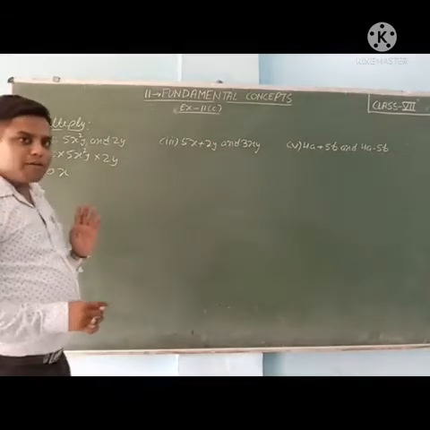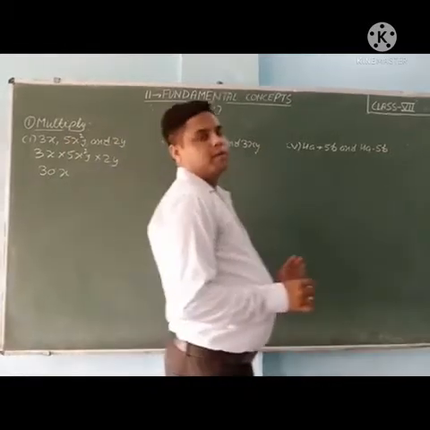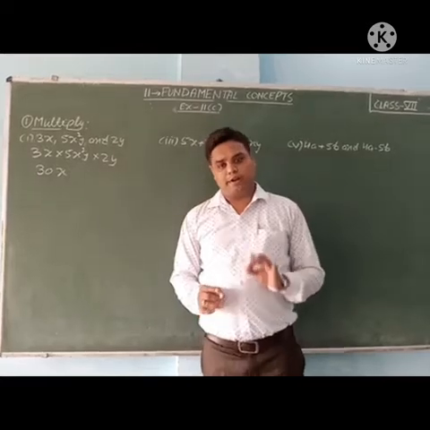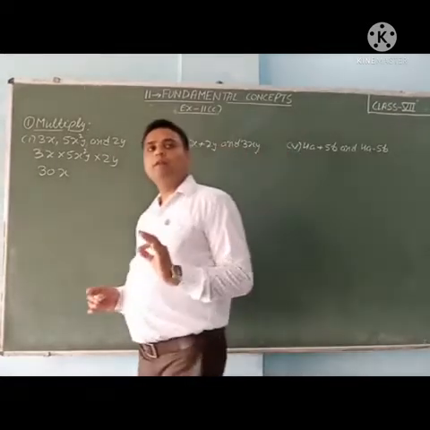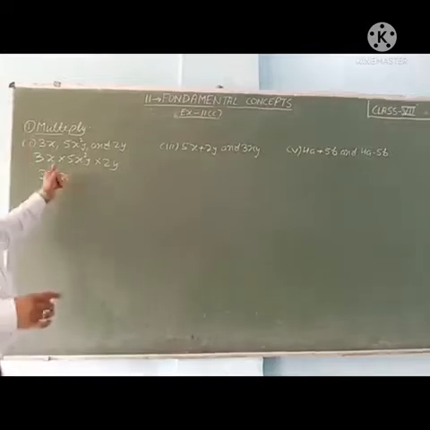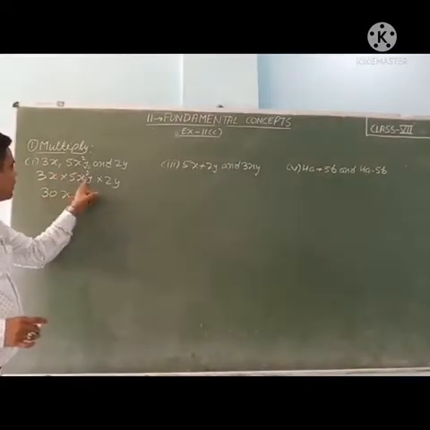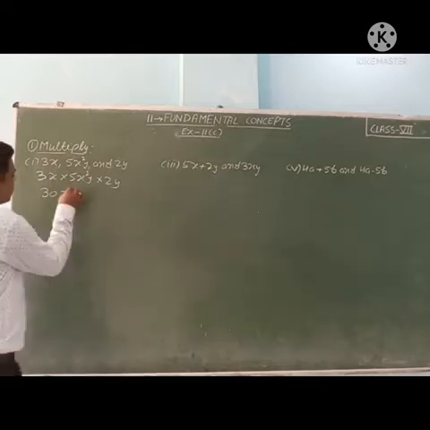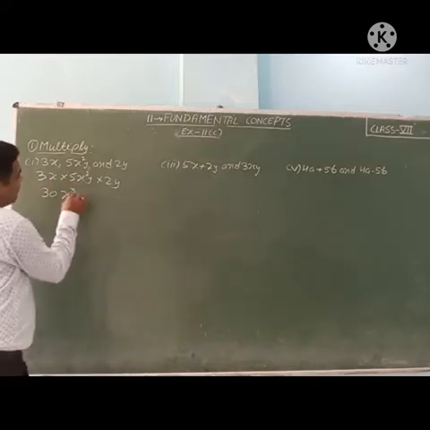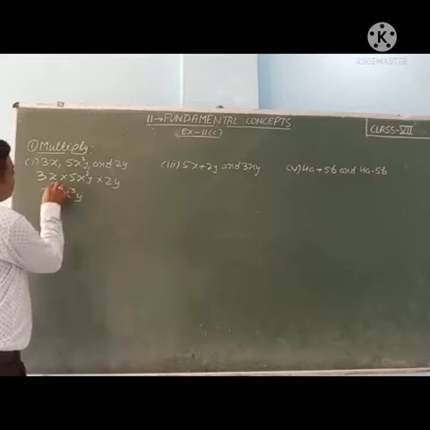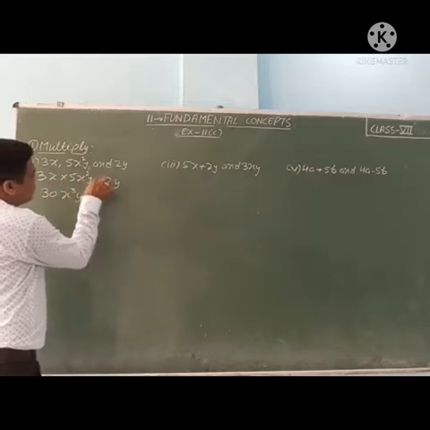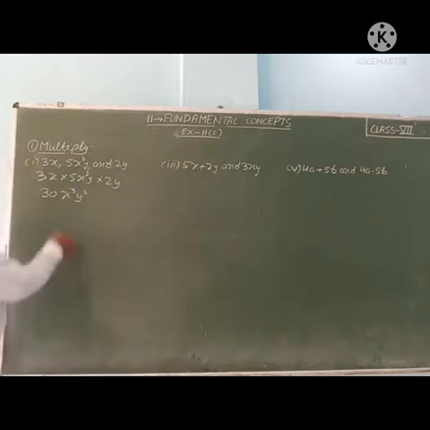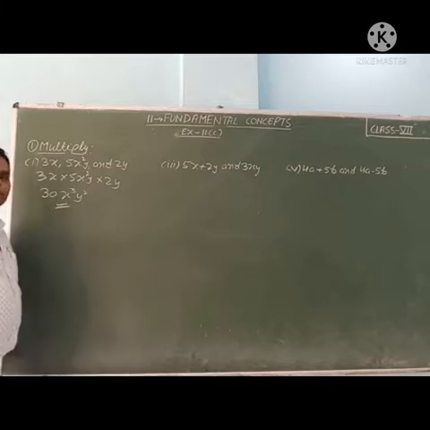So about the powers of the variable: in multiplication, the powers will be added. Here x has power 1, here x has power 2, here no x, it means 1 plus 2, 3. About the power of y: here no y, here y has power 1, here also 1, it means 1 plus 1, 2. So the answer is 30x cube y square.